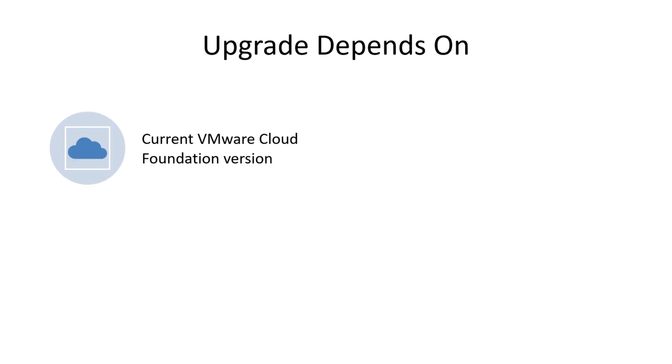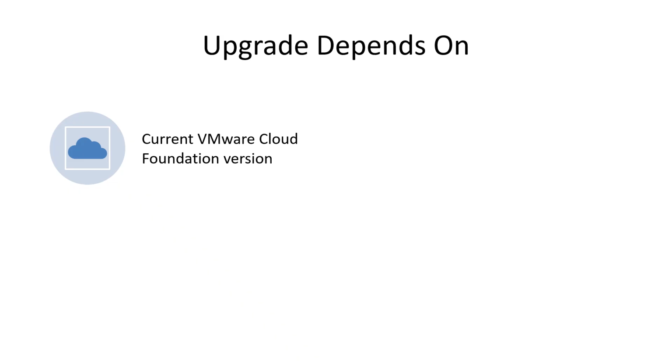Now, let's understand what exactly an upgrade to VMware Cloud Foundation 9.0 depends on. This slide is very important because it explains why every customer's upgrade looks slightly different. Now let's start with the current VMware Cloud Foundation version. First, the upgrade depends on the current VMware Cloud Foundation version, which is running in the customer environment.